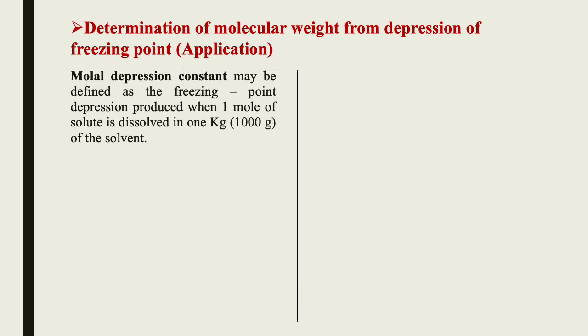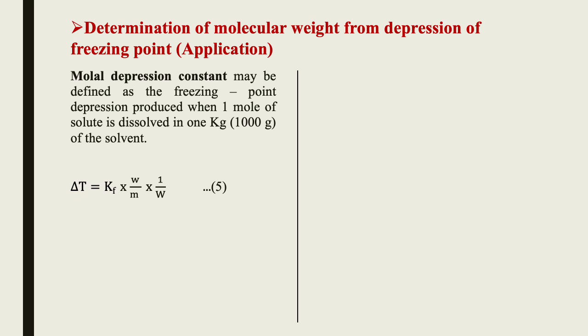So let us see what is meant by molar depression constant. Molar depression constant may be defined as the freezing point depression which is produced when 1 mole of solute is dissolved in 1 kg of the solvent. For example, you can take 1 mole of sodium chloride, that is salt, and add it into 1 kg of solvent, that is water. You will get a 1 molar solution, and if you calculate the freezing point for the solution, you will get the molar depression constant.